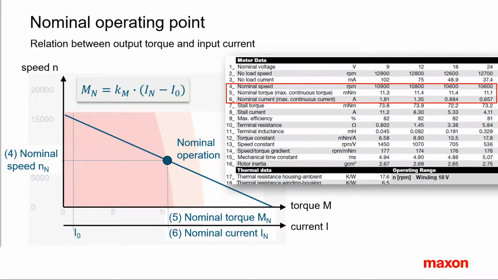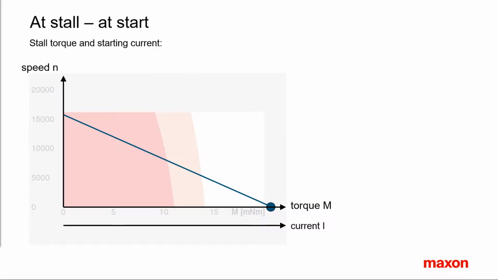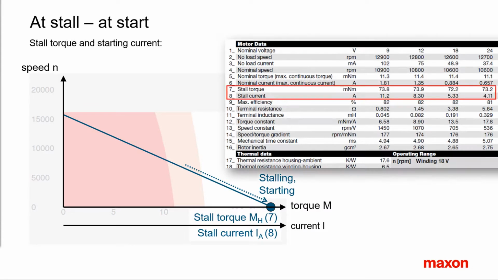The last parameter in line 4 is the nominal speed. It has no particular meaning. It's just the speed where the speed-torque line crosses the border of the continuous operating range. The last special motor operating point lies at the right end of the speed-torque line, where speed is 0. There are two meanings of this point. It can be a stalling or a starting point. Zero speed can occur because the required torque is too high. The motor stalls. Stall torque and the corresponding stall current can be found in lines 7 and 8.